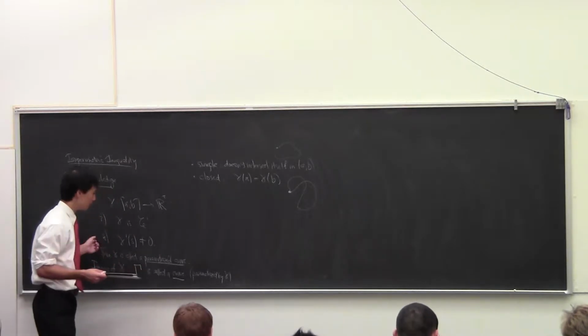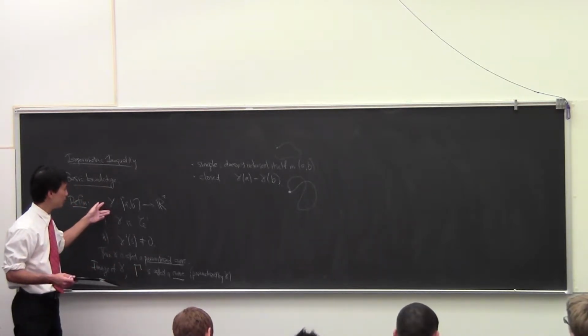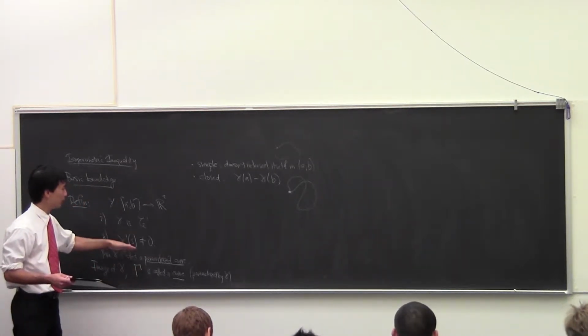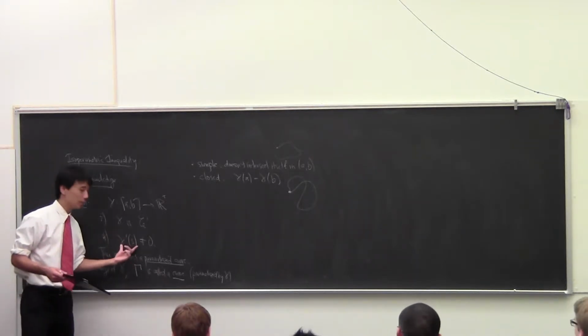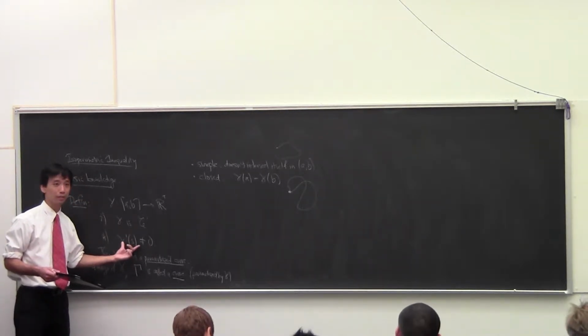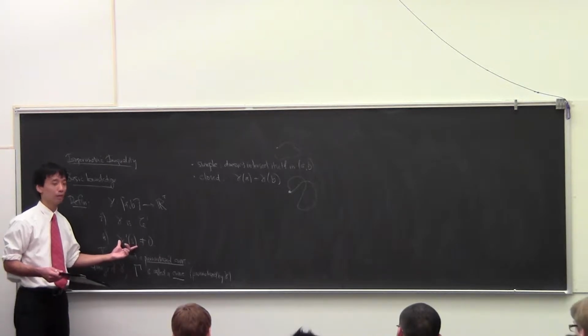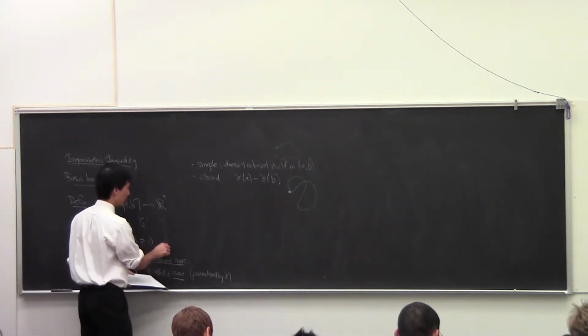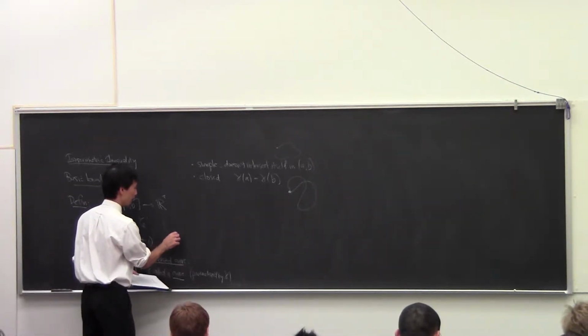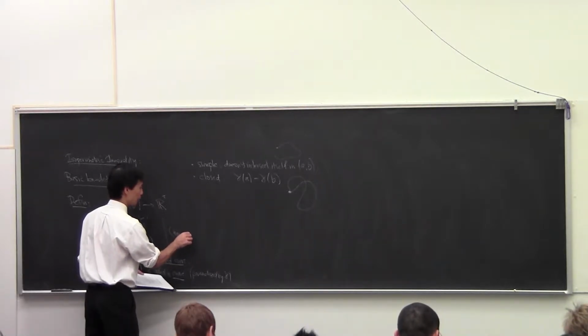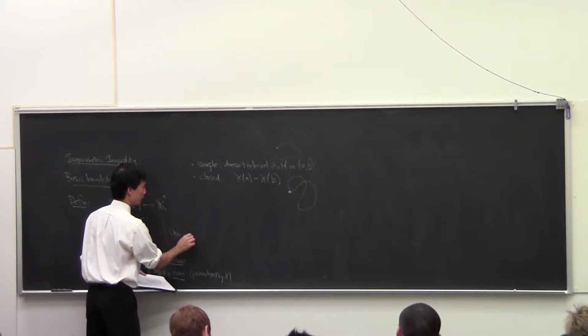Okay. The point of this smoothness requirement is to ensure the existence of a good tangent vector, so we have a non-zero tangent vector.